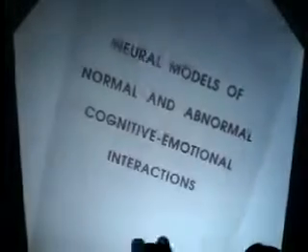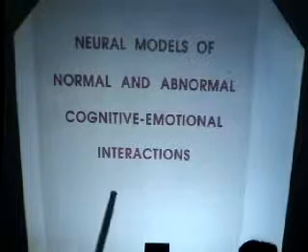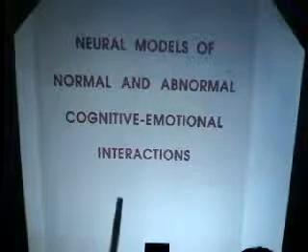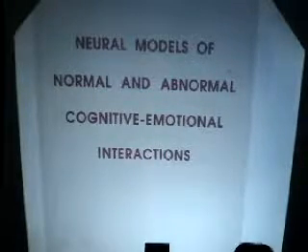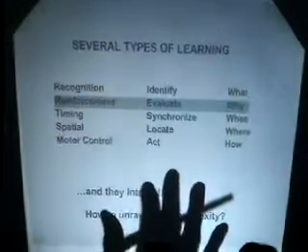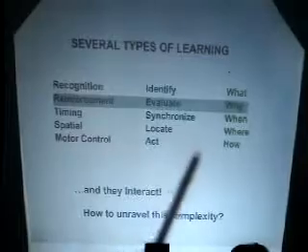But I also today want to go on to another topic that I think is also interesting and worthwhile, and that has to do with neural models of normal and abnormal cognitive emotional interactions. This is again a huge subject, and I'll just be able to go over it lightly, everything I'm discussing here, because I realize we could talk about at great length. So in this part of the talk, I'll be talking about reinforcement learning and how it's related to recognition learning.